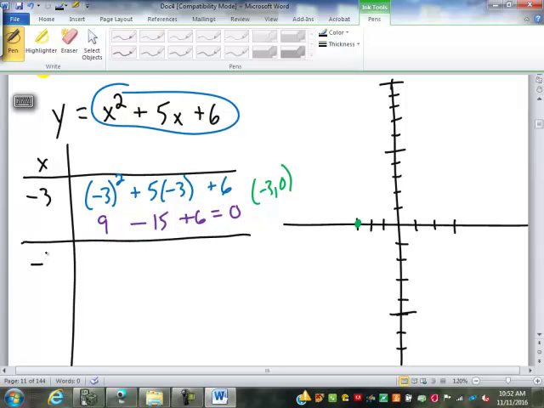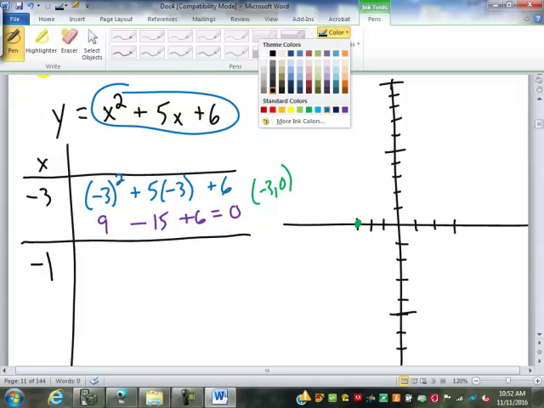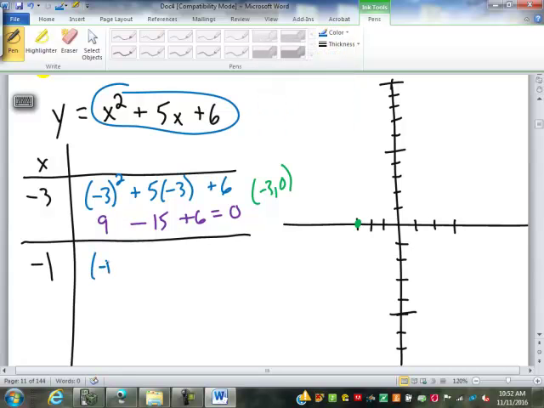Let's try if x is -1. So now y would be -1 squared plus 5 times -1 plus 6. -1 squared would be 1. 5 times -1 would be -5 plus 6. So 1 minus 5 is -4 plus 6 is 2. So when x is -1, y is 2. So -1, 2 is right there.